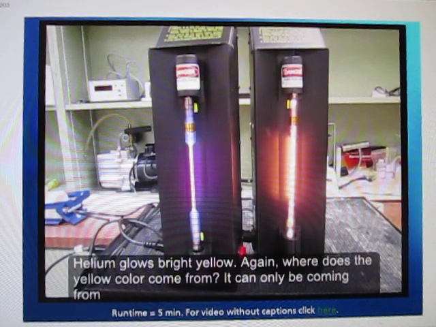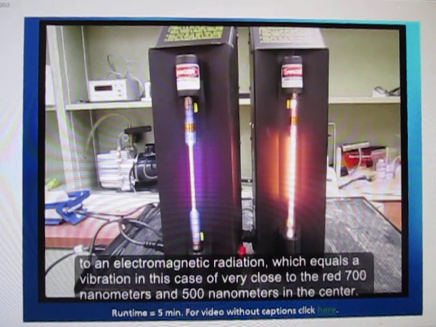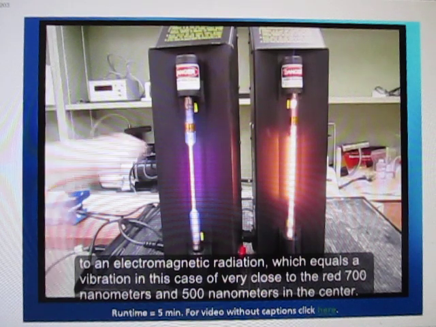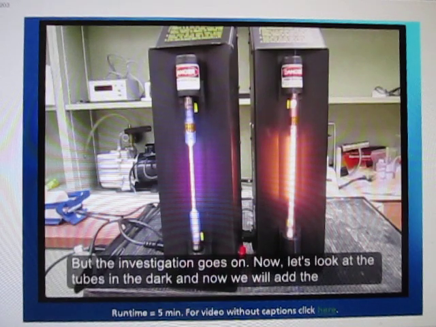Helium glows bright yellow. Again, where does the yellow color come from? It can only be coming from the excitation of the electrons that make up the gas. The electricity excites the electrons to an electromagnetic radiation, which equals a vibration, in this case, of very close to the red 700 nanometers and 500 nanometers in the center. But the investigation goes on.